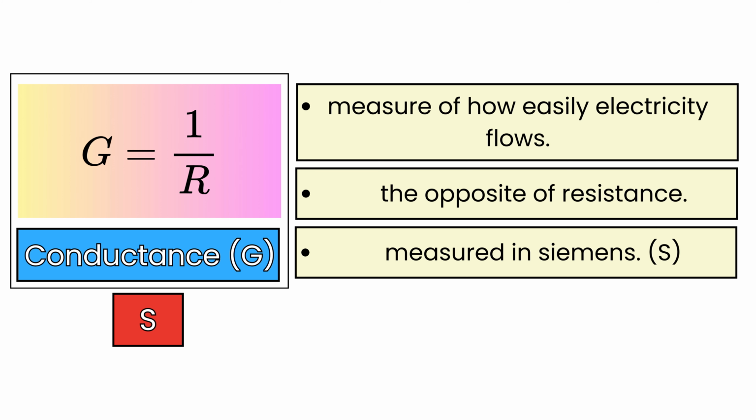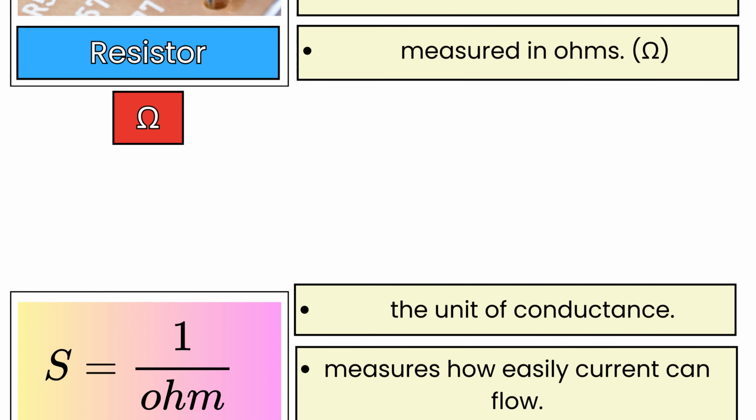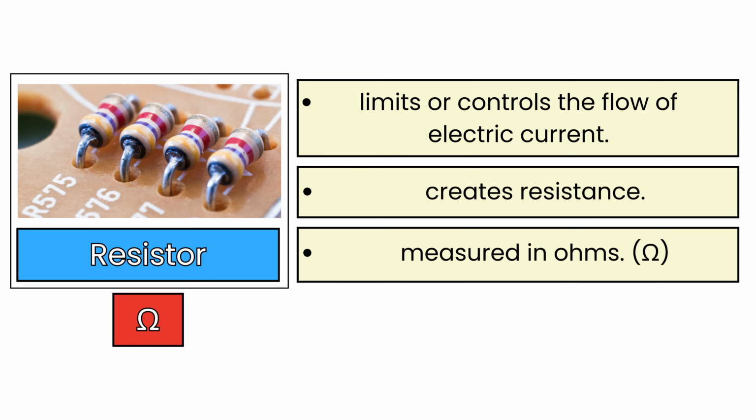Conductance is the measure of how easily electricity flows through a material. It's the opposite of resistance and is measured in Siemens. Siemens, S, is the unit of conductance. It measures how easily current can flow through a material. Higher Siemens means better conductivity. A resistor is a component used in circuits to limit or control the flow of electric current. It creates resistance, measured in ohms, to protect other parts of the circuit.